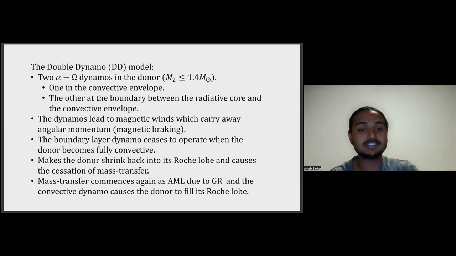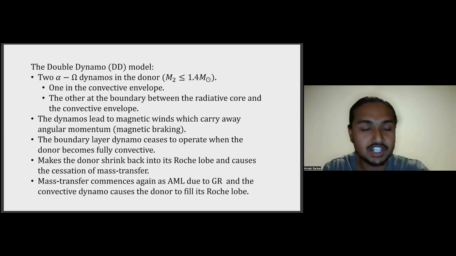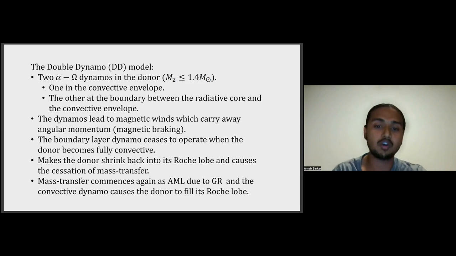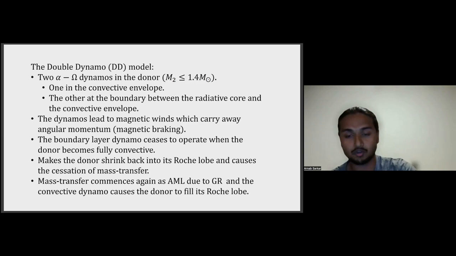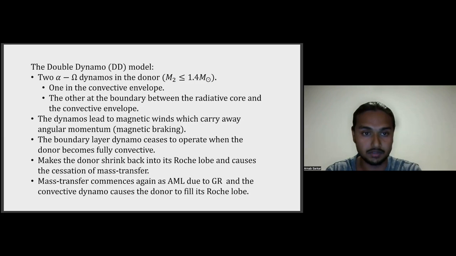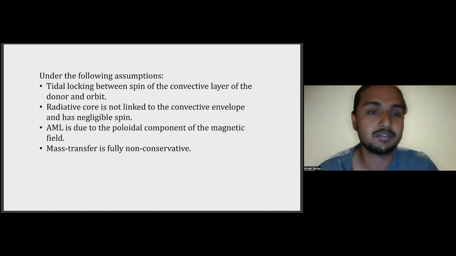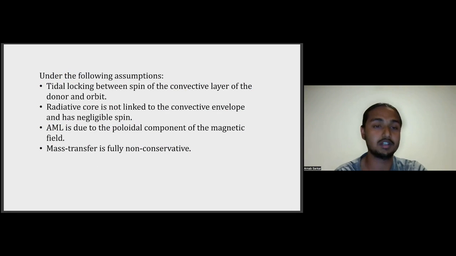Then mass transfer commences again when gravitational radiation plus some contribution due to the convective dynamo causes the donor to again fill its Roche lobe, and then the system evolves further. However, we do all that under some assumptions.